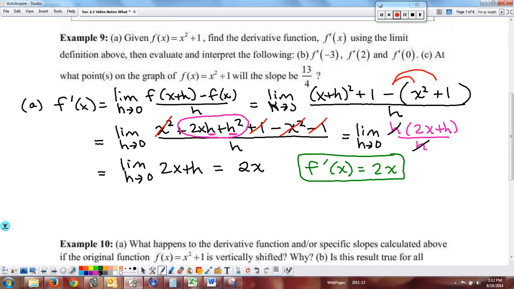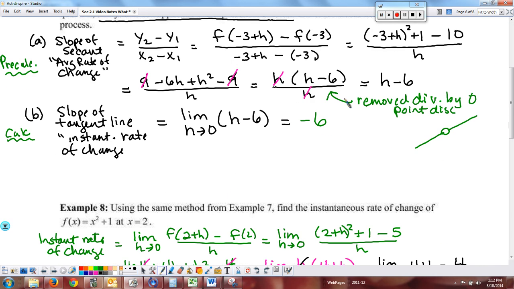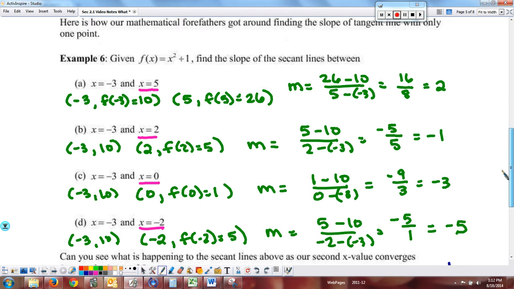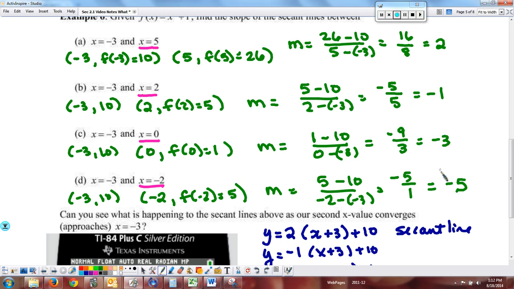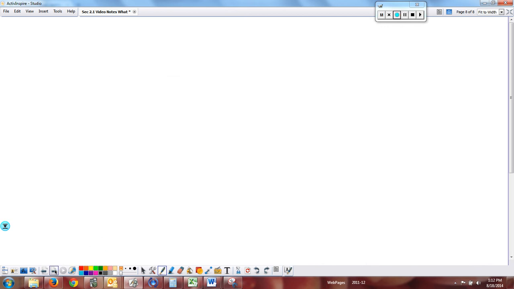So when we take a look at part B, where we're calculating f prime of negative 3, if we look back at the work we had done on this page, we calculated it, using the more specific approach of letting x be negative 3, to be negative 6. You can see that when we were doing these, 2, negative 1, negative 3, negative 5, the slopes are approaching negative 6. Now I can calculate it directly.